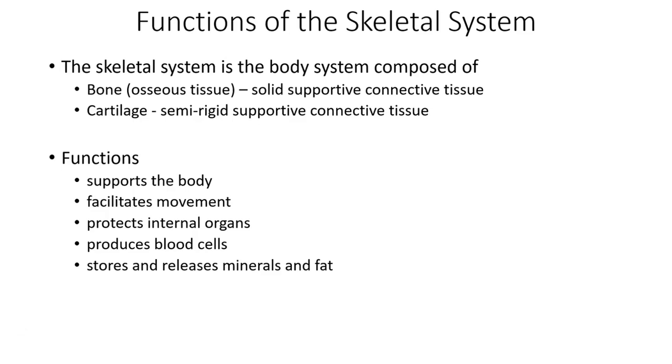Bone is also where we are producing all of the blood cells in our body, so we'll get into a little bit of detail about that, just kind of where that's located, but we'll talk more about blood cell development later on in the semester, about the halfway point when we actually do our chapter on blood specifically. And then last but not least, our skeletal system is going to store and release both minerals and fat. So our bones do function as a little bit of a storage system for these things.